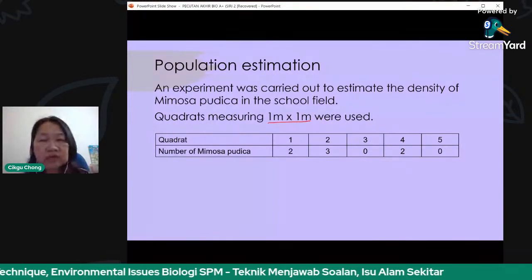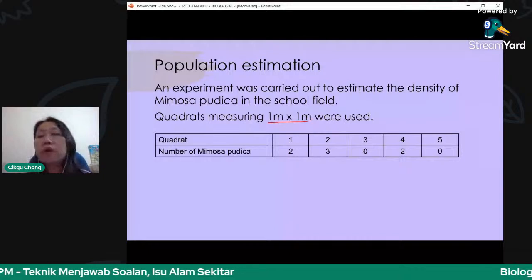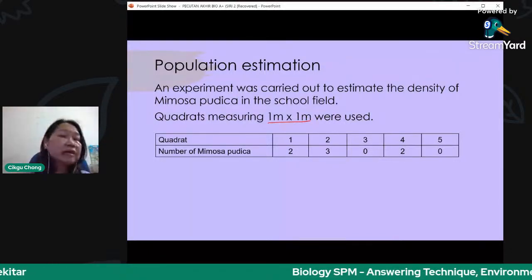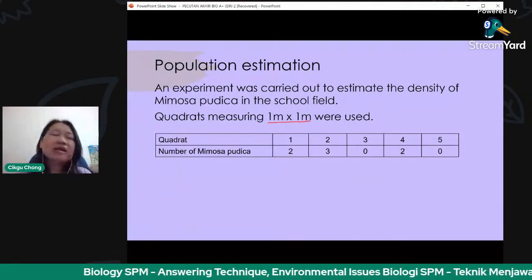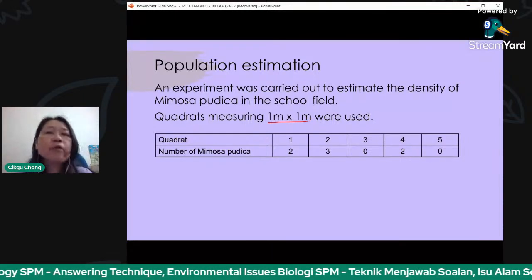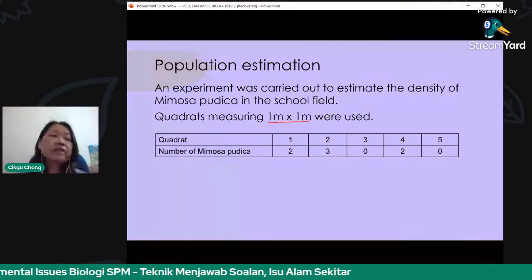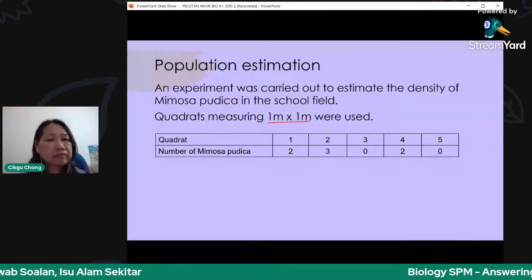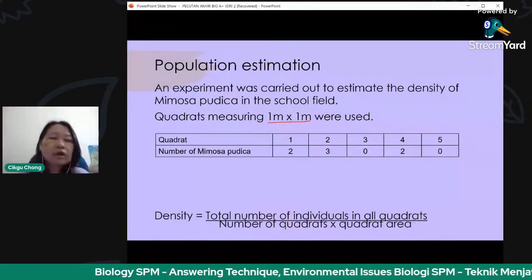If you want to get a more accurate reading, usually you do more. The more sampling you take, that means you do 10 times, 20 times, 30 times, 40 times, provided you have the time, all right? You will get data which is very, very close to the actual number of population in the field. Okay, if you have the time, if you have the patience, you do more, your answer will be more accurate. This is a statistics kind of universal law, all right?